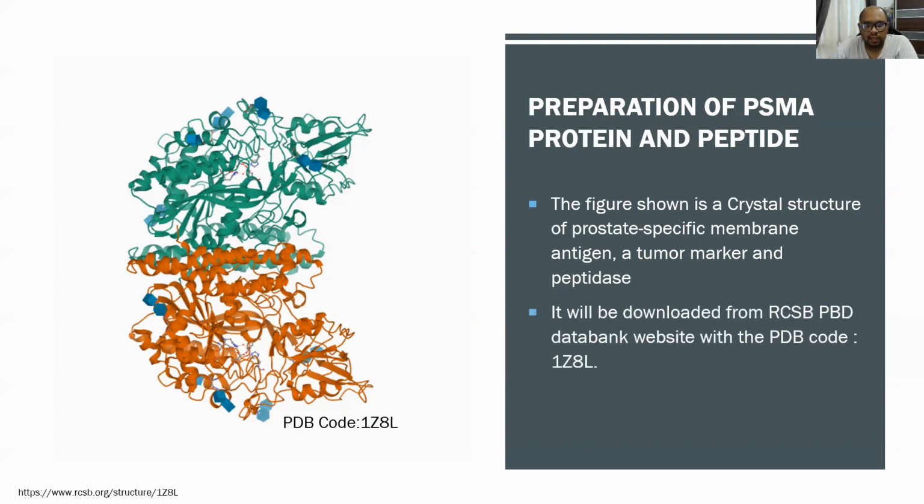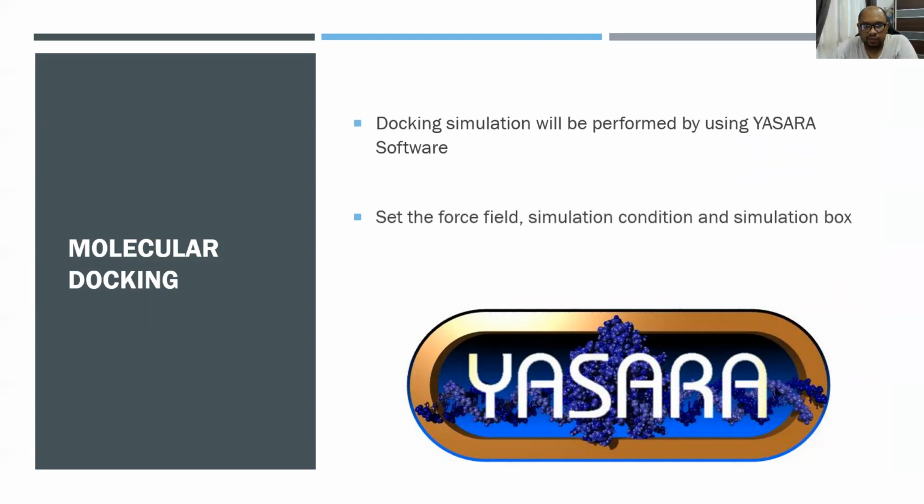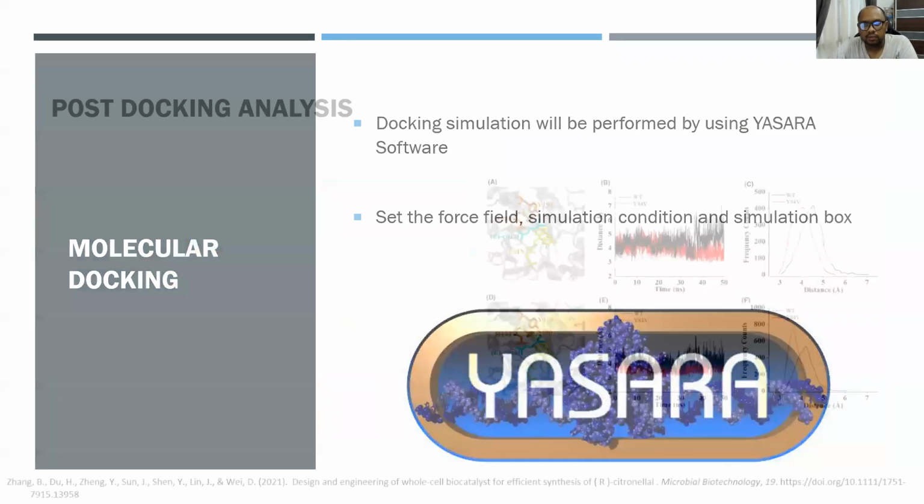It is a prostate specific membrane antigen, a tumor marker, and a peptidase. The protein will be processed using YASARA software. As for the peptides, I will download the SDF file from PubChem and run it on Marvin Sketch, then process it using YASARA for the docking simulations. After the preparation, I will prepare the parameters for the docking simulation using YASARA software. And then I set the force field, simulation condition, and simulation box.